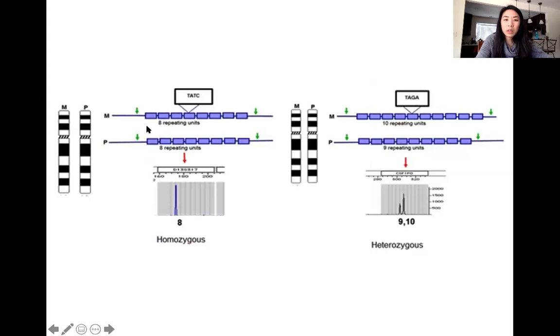Here's another example of what it could look like. So this is blurry, but whatever. The M and the P, maternal, paternal. So if you look at the maternal sequence, it's 8 repeating units of TATC. For the paternal, it's also 8. So if you look at what the printout would look like, it would have 1 peak at 8. So they are homozygous, versus on the side, maternal and paternal. The maternal has 10 repeating units versus the paternal has 9. So on the printout, you'll have 2 peaks, one at 9 and one at 10.